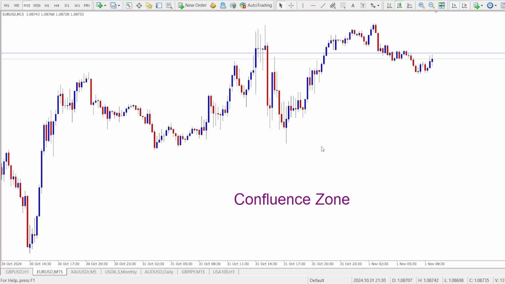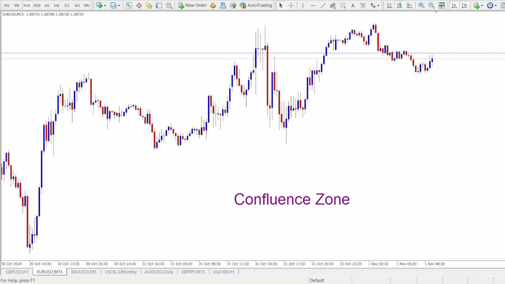So what exactly is a confluence zone? In simple terms, a confluence zone is an area on the chart where multiple indicators or technical factors align. When different tools all point to the same price level, it creates a stronger signal for potential reversals or trend continuations. This means that a confluence zone is not just any support or resistance area, it's one that carries extra weight because several indicators agree on it.